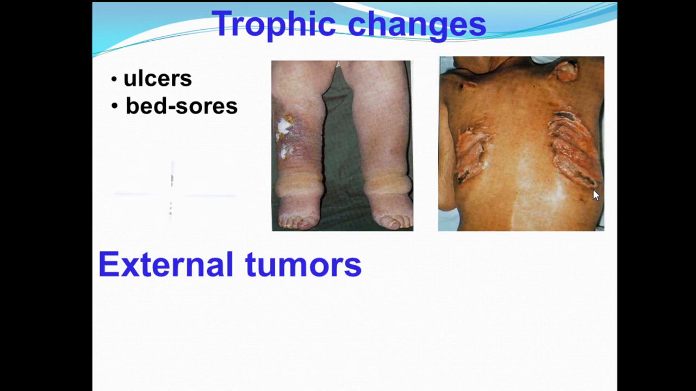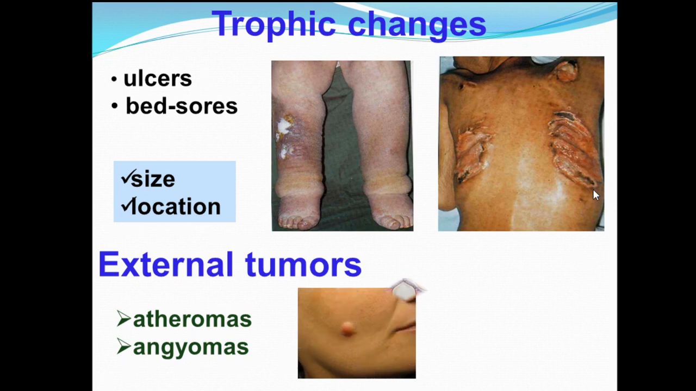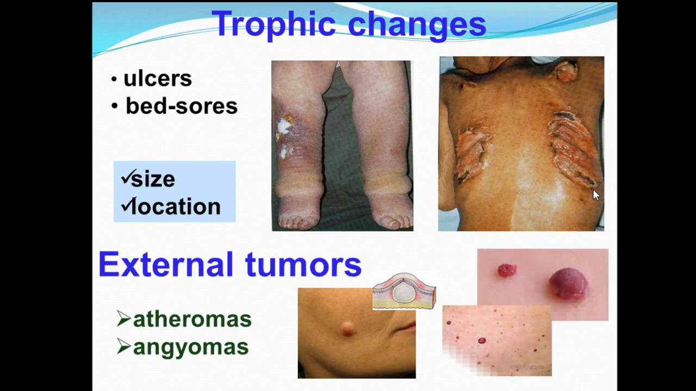External tumors, which may be revealed on skin inspection: we stop on atheromas and angiomas. Atheroma appears due to a problem with the fat gland of the skin, which clots, and its content is held under the skin. And angioma is abnormal dilation of capillaries. It's not great for the patient, but may be treated for cosmetic reasons.